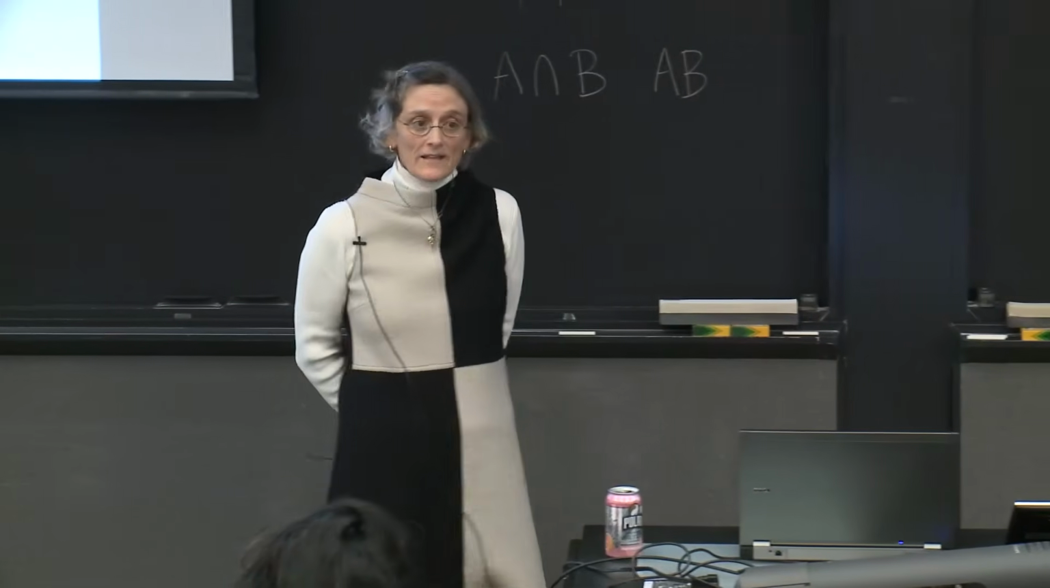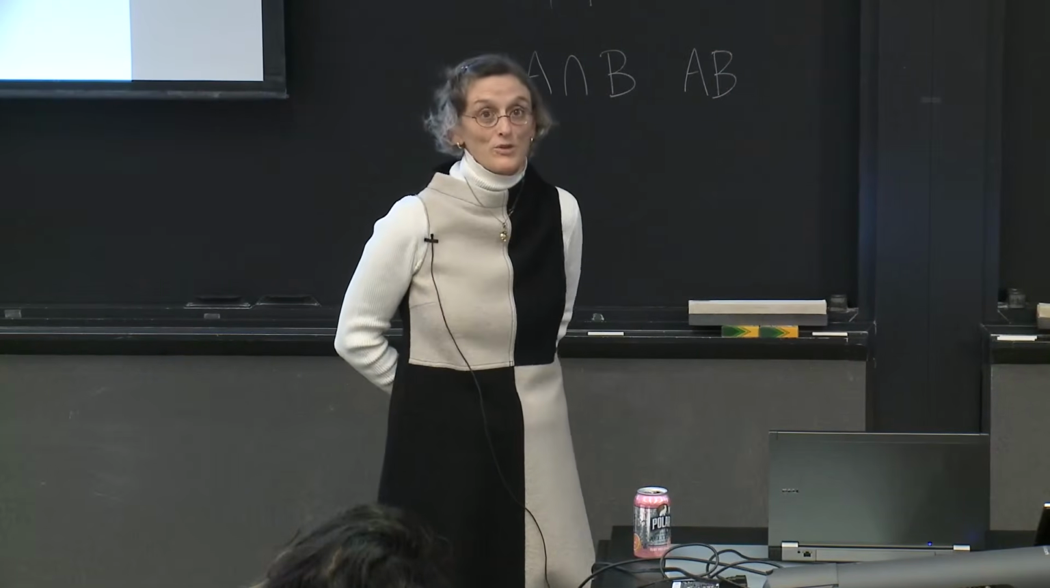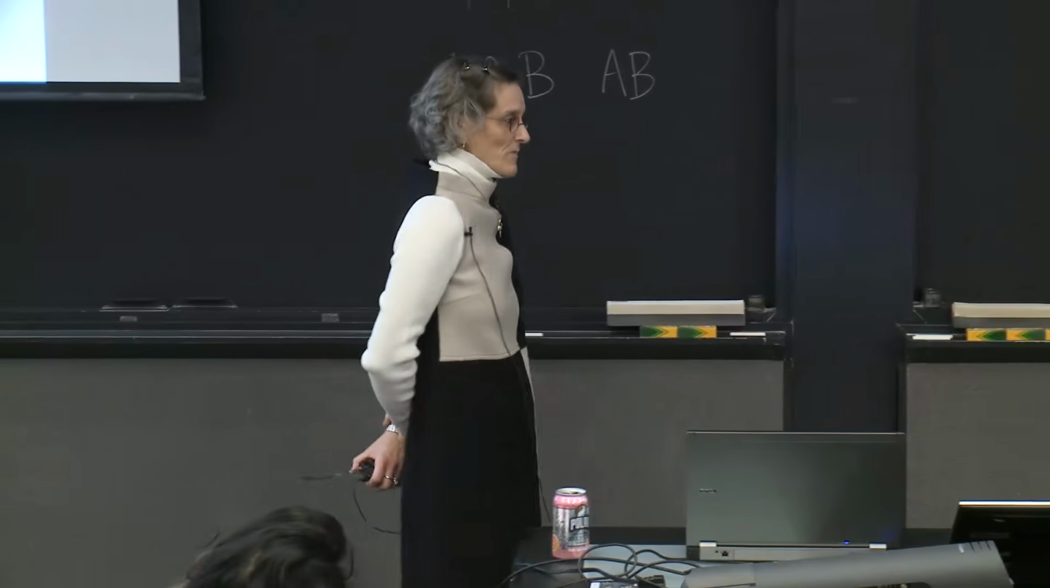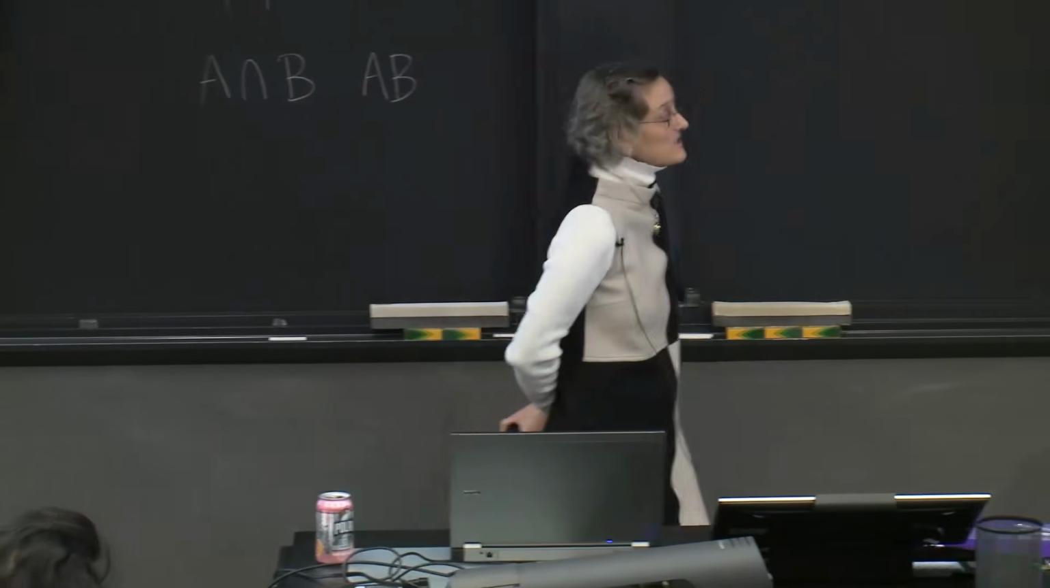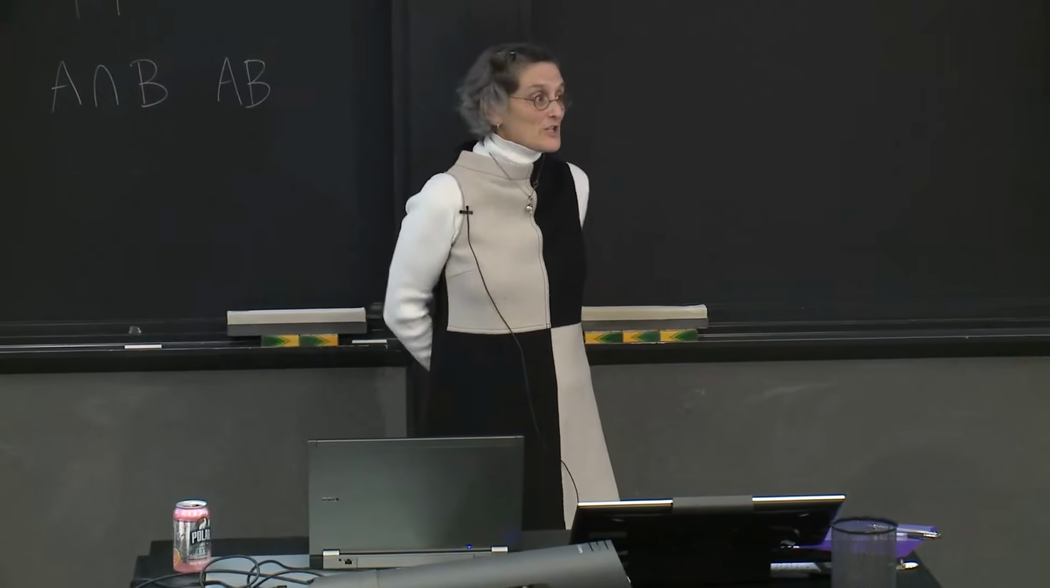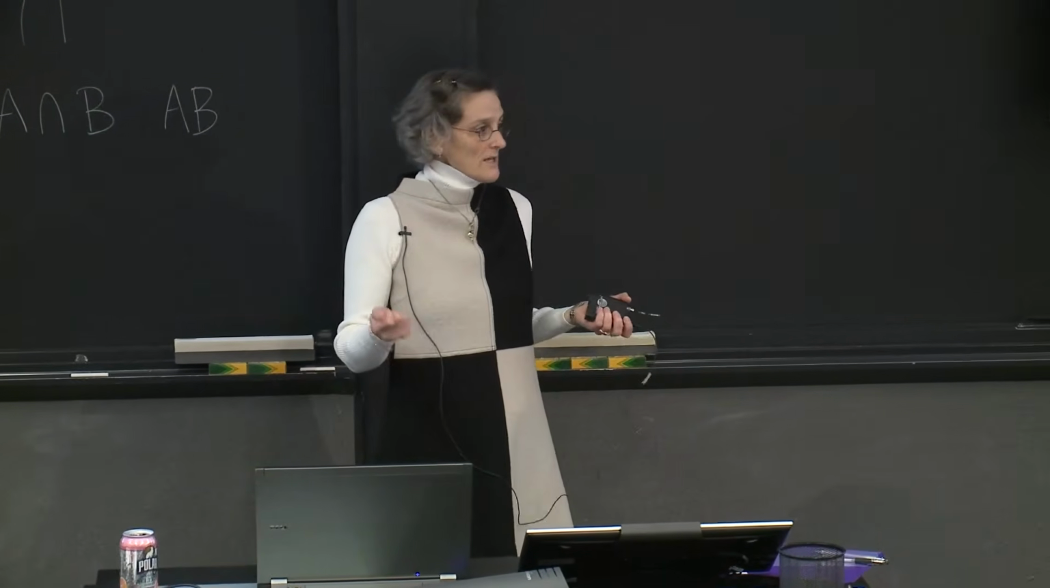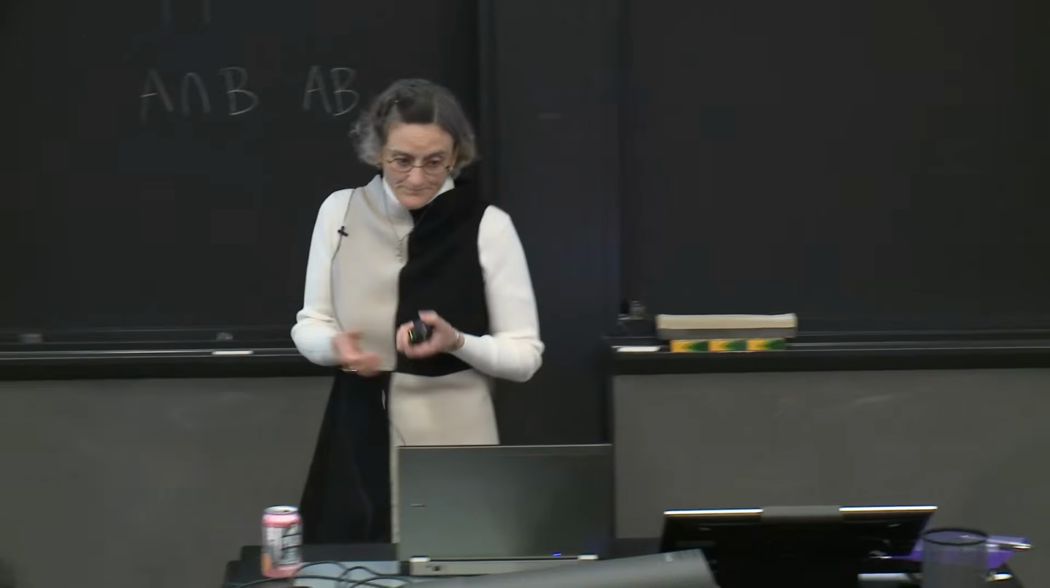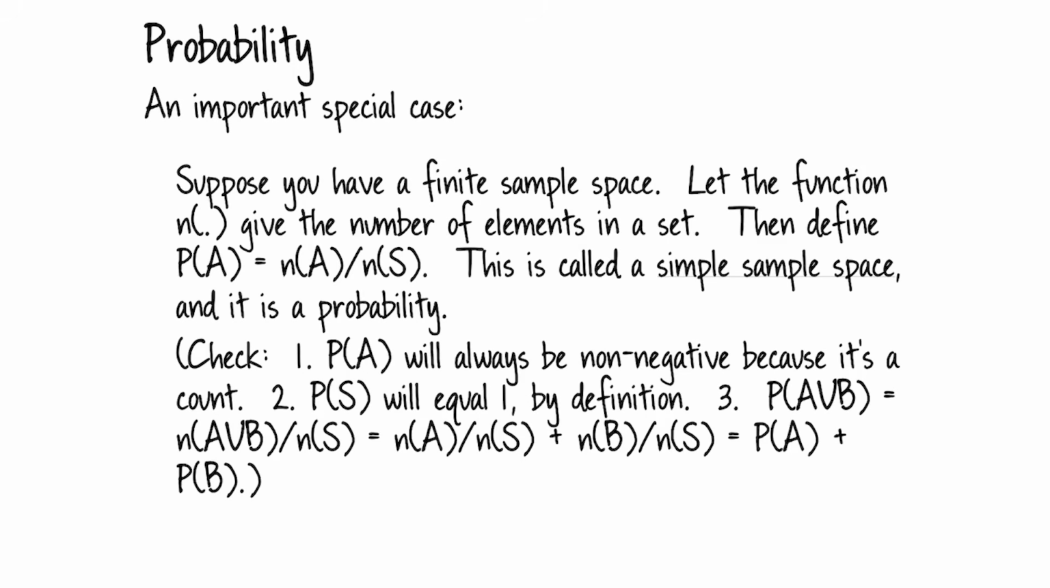Okay, now I'd like to introduce an important special case. Suppose that we have a sample space, and suppose that that sample space is finite, so there's a finite number of outcomes in it. Let's define a function n that gives the number of elements in a set. Then define a function P of A, which is equal to n of A over n of S. We haven't checked to make sure it's a probability yet.